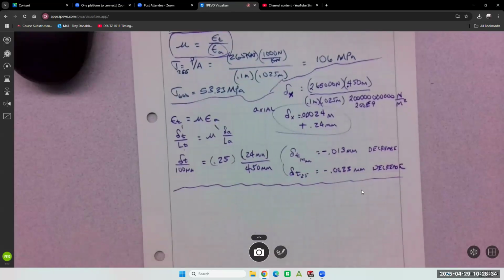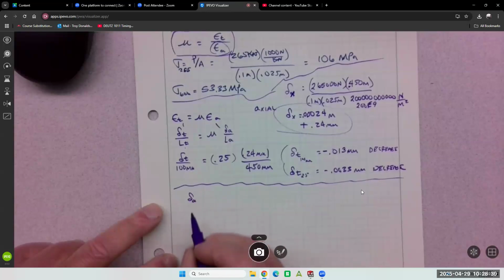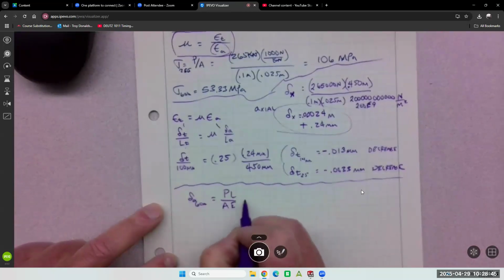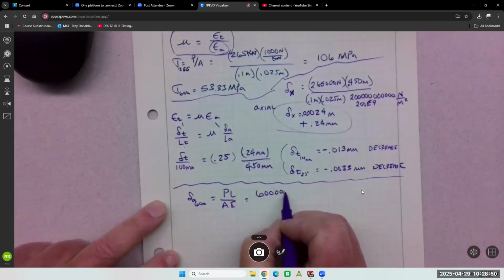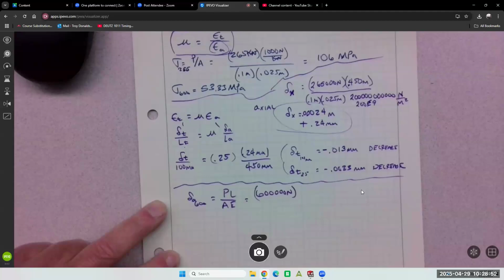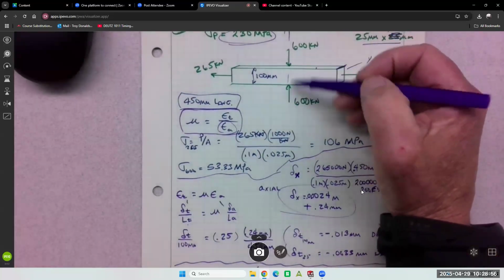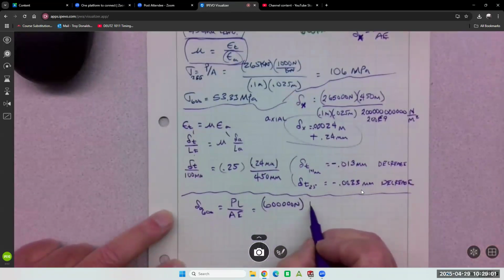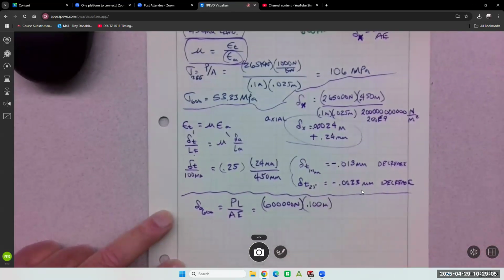All right, so back to axial. This time it's going to be of the 600. And that's PL over AE. The load is going to be 600,000 newtons. The axial length, in line with this, is 100, or 0.1 meters.